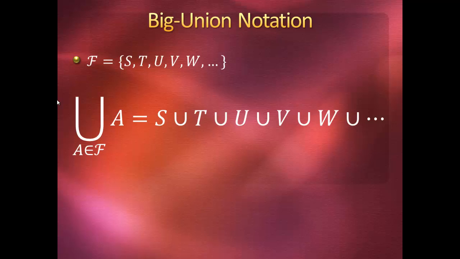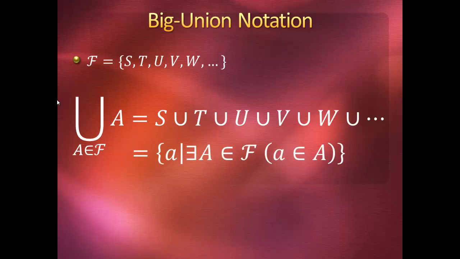So while the intersection was defined in terms of the universal quantifier, the union is actually defined in terms of the existential quantifier. The union of all the sets in F is defined as the set containing all little a's, such that there exists a set A in F, for which little a is an element of A. In other words, it contains the elements that can be found in some set out of the ones we're looking at.